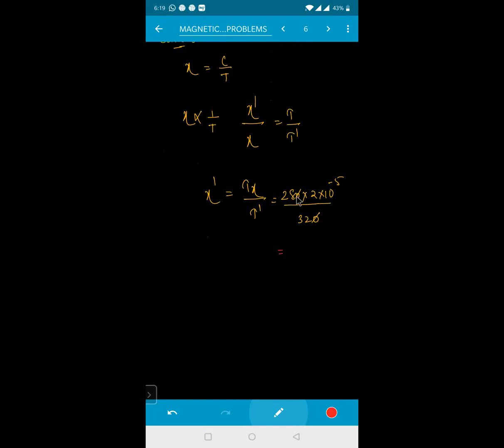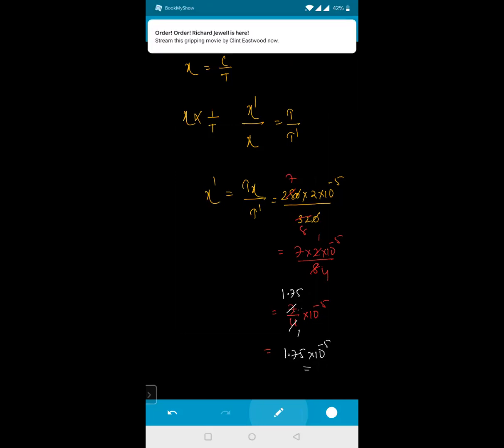It is 7 by 8, which is 1.75. So this is 7 into 2 into 10 to the power of minus 5 divided by 8. That becomes 7 by 4 into 10 to the power of minus 5. 7 by 4 is 1.75. So the susceptibility is 1.75 into 10 to the power of minus 5.